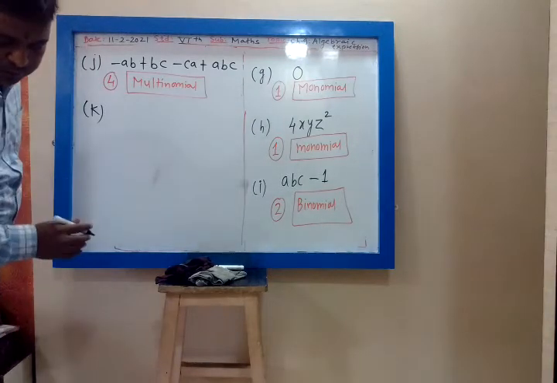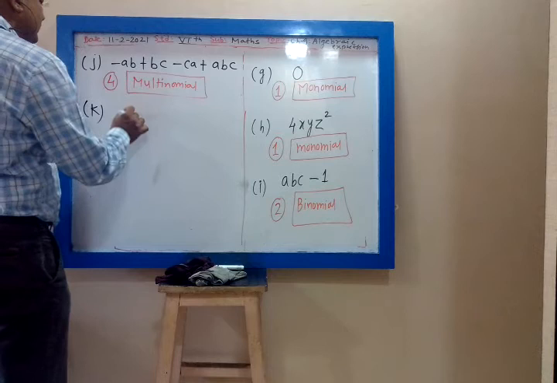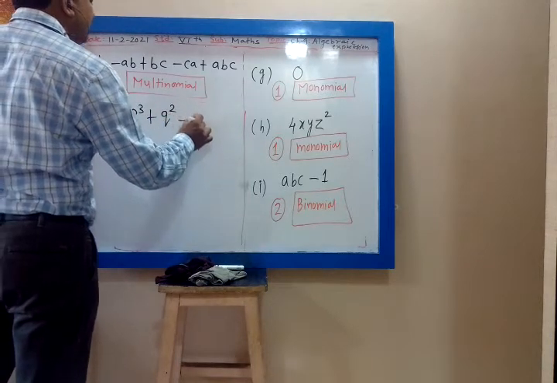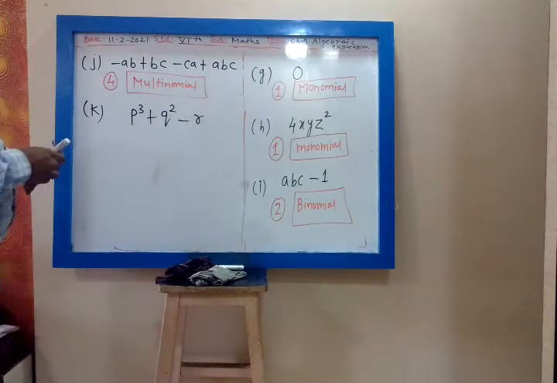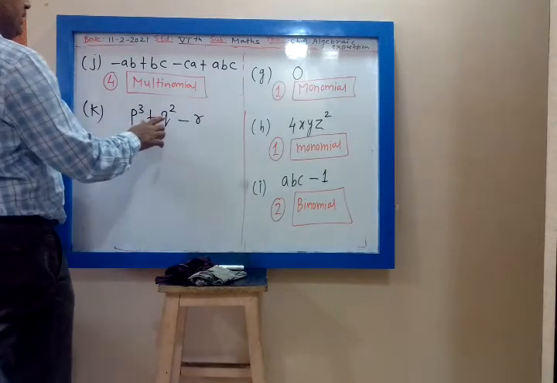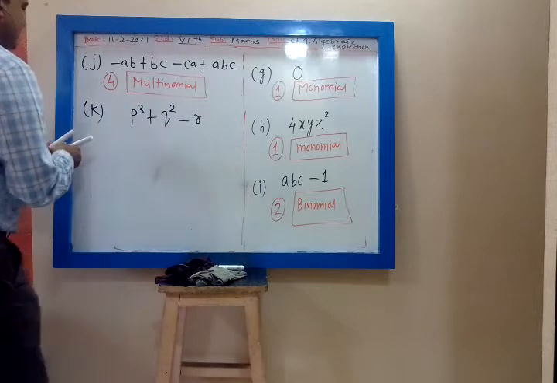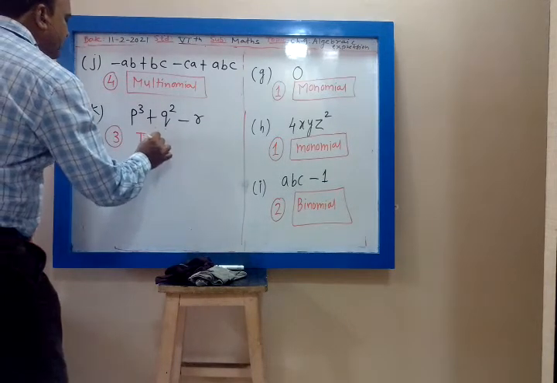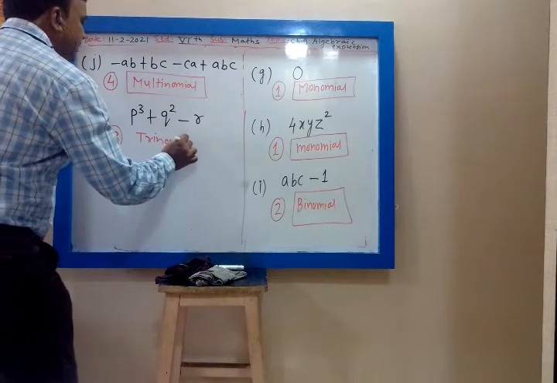Then K: PQ plus Q square minus R. How many terms are there? 3 terms: PQ, Q square and R. 3 terms are there. So it is trinomial.